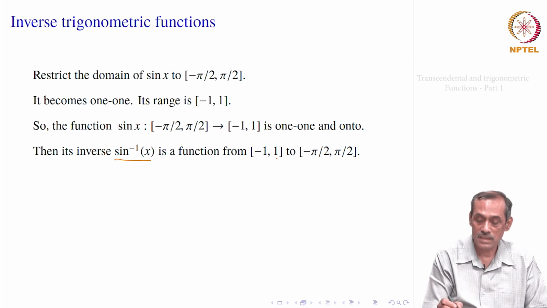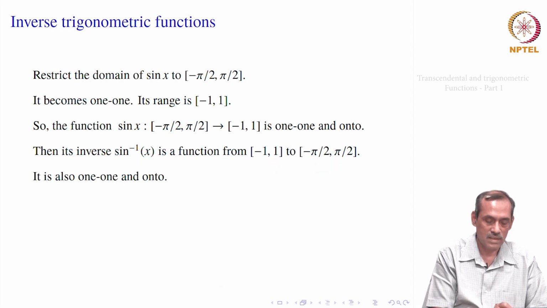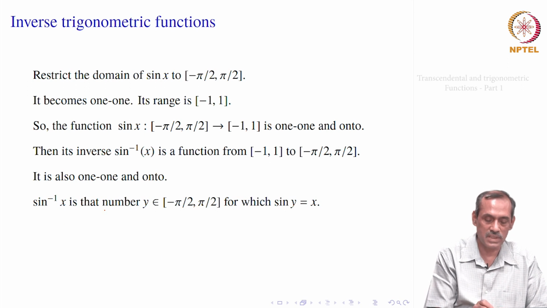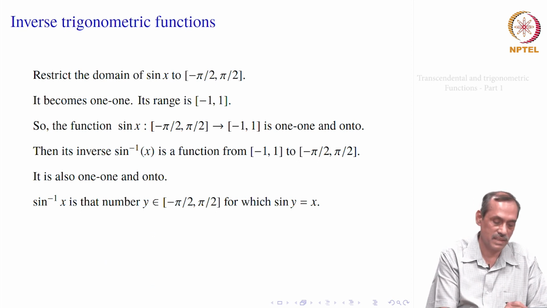So, how does it act? If you take y here, then it goes to sin inverse y here in such a way that if this is your x, y becomes sin x. So, sin inverse x is that number y in minus pi by 2 to pi by 2 for which sin y becomes equal to x. So, when you take sin of sin inverse or sin inverse of sin, they become identity functions on their respective domains.